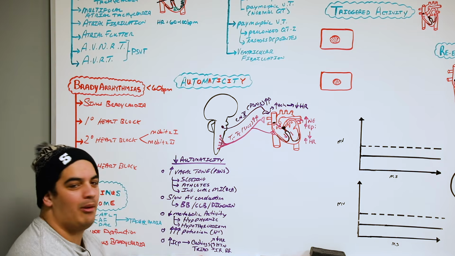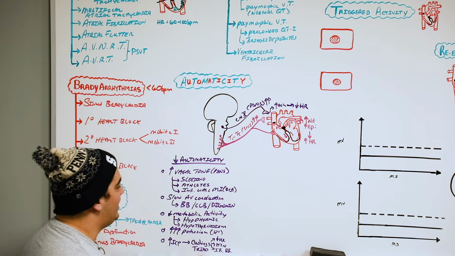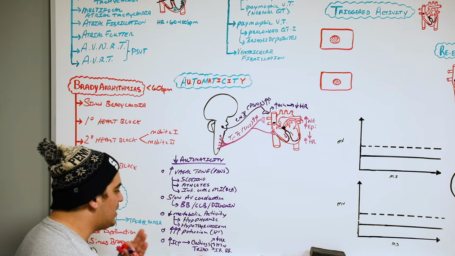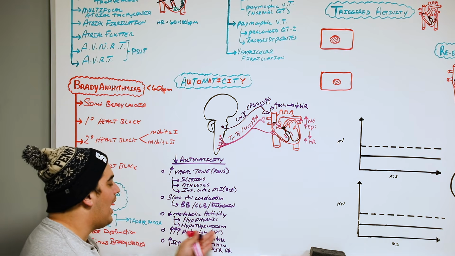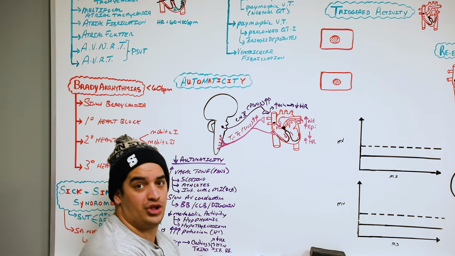So again, this one will come up on your exams. Probably doesn't happen that often in real life though. But again, think about that. Decreased automaticity, what reasons? Increased vagal tone, slowing AV conduction, decreasing metabolic activity. Don't forget this one, hyperkalemia, and high intracranial pressure, leading to Cushing's triad.